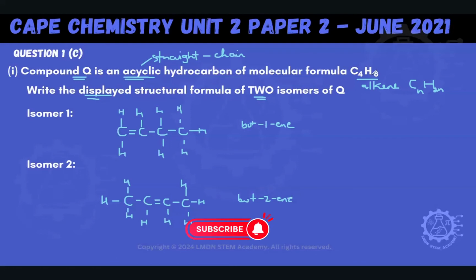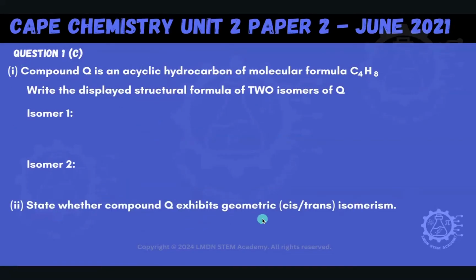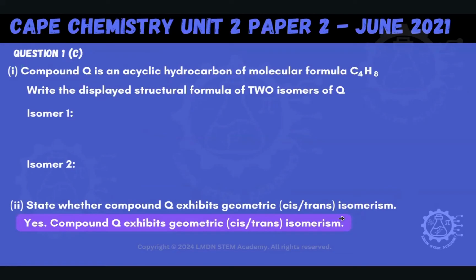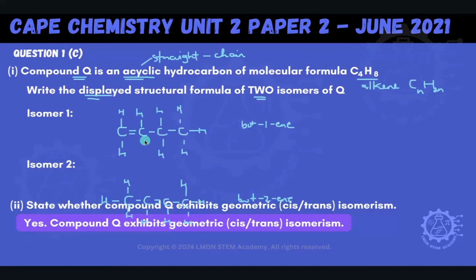All right. So moving right along now, let's see what else is being asked. So to state whether compound Q is geometric or cis-trans isomerism. And so we are going to go ahead and say, yes, compound Q exhibits geometric or cis-trans isomerism. We'll state our reasons in more detail later on, but the way that we arrived at it is that whenever we have compounds where there are carbon-carbon double bonds in it, because there's restricted rotation about that double bond, we can't just flip it over.